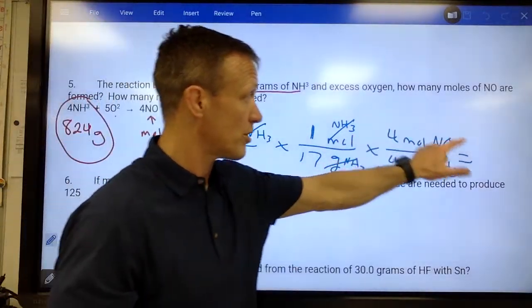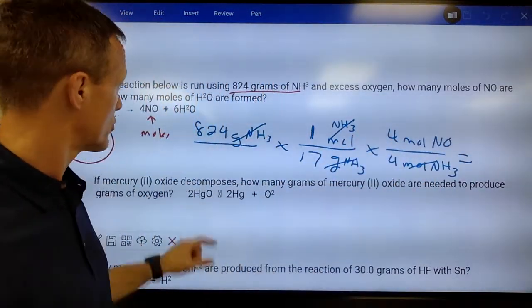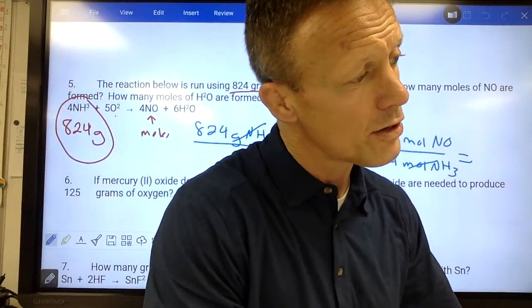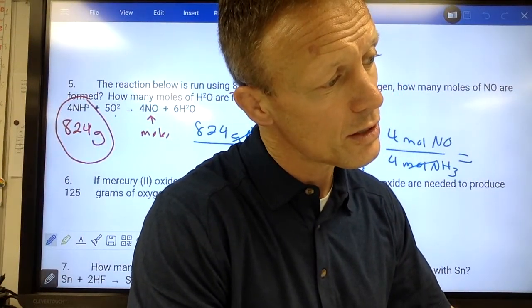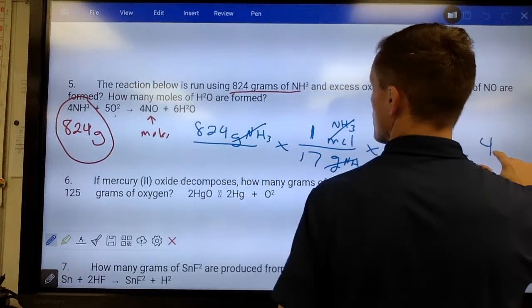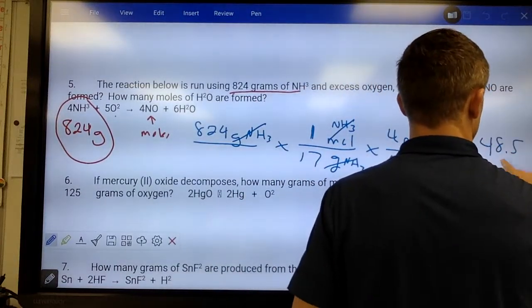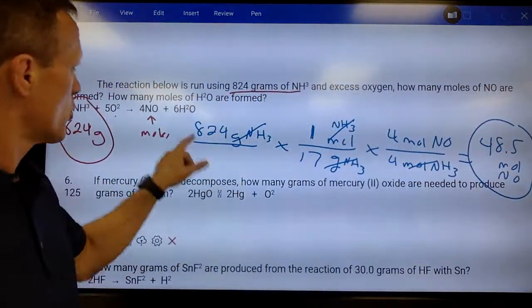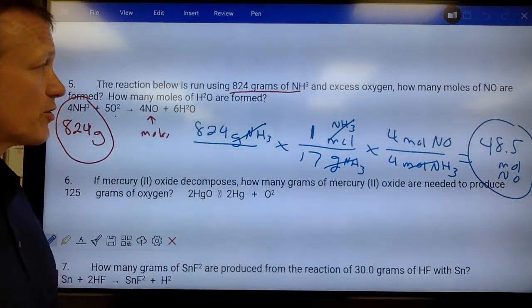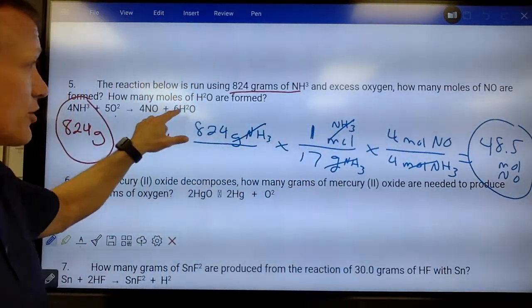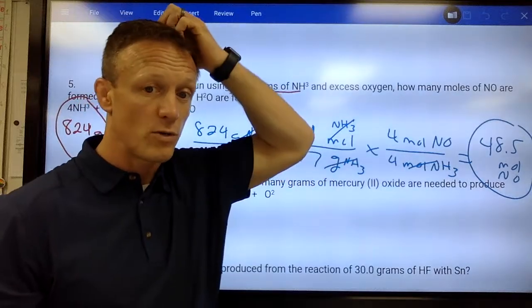If we wanted grams of NO, we'd do another step and go moles to grams. So multiply across the top, divide by the bottom. Your answer there is 48.5 moles of NO. Now it also wants moles of water. So the only thing we would change if we're doing moles of water is instead of being a 4-to-4 ratio, it'd be a 4-to-6 ratio. We put a 6 up on top of there so you guys can get water.